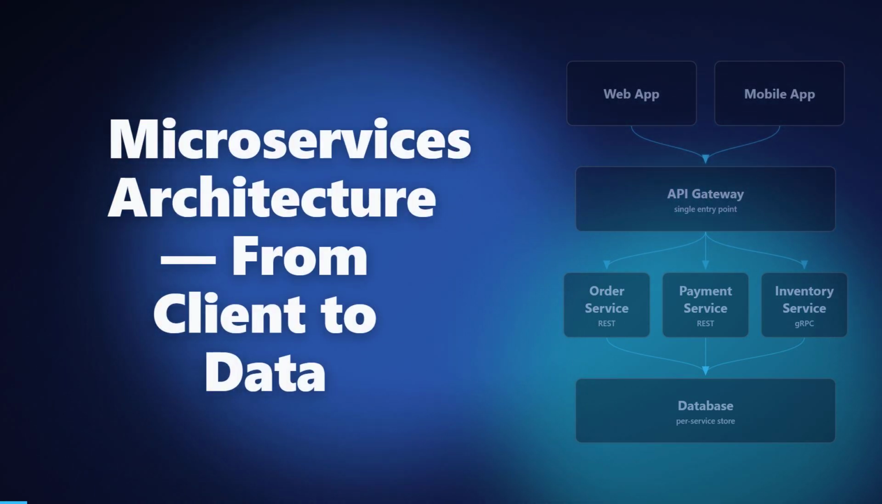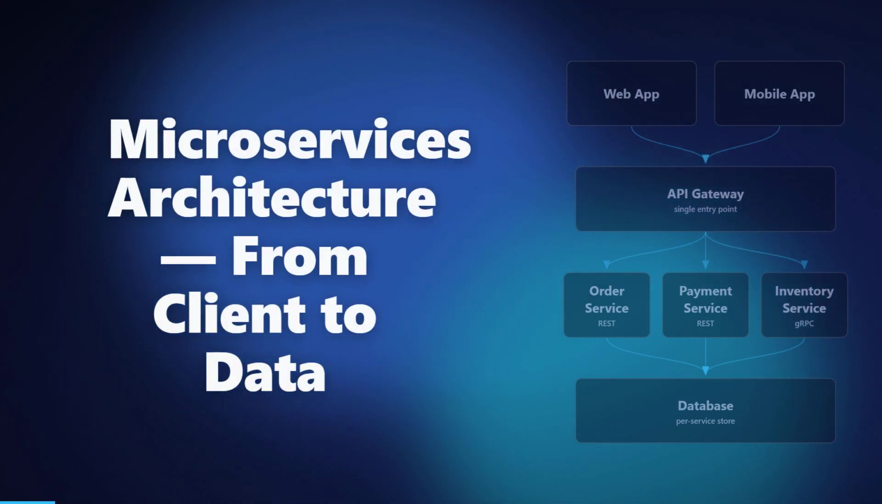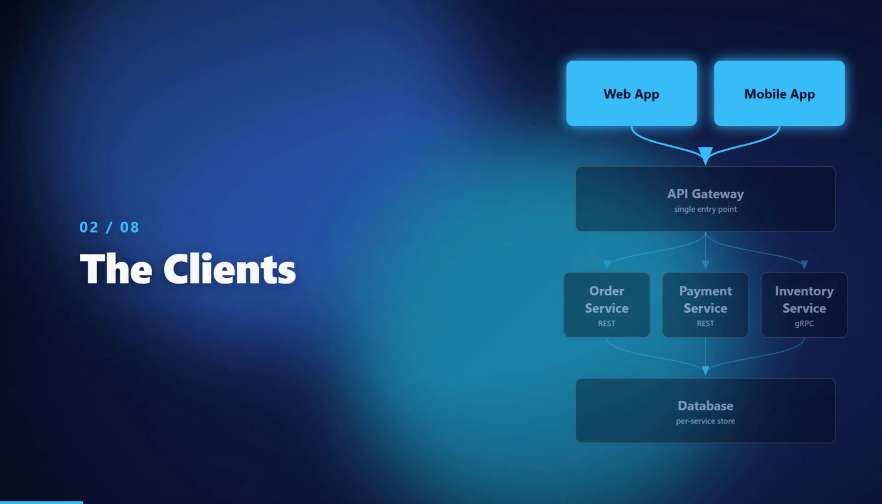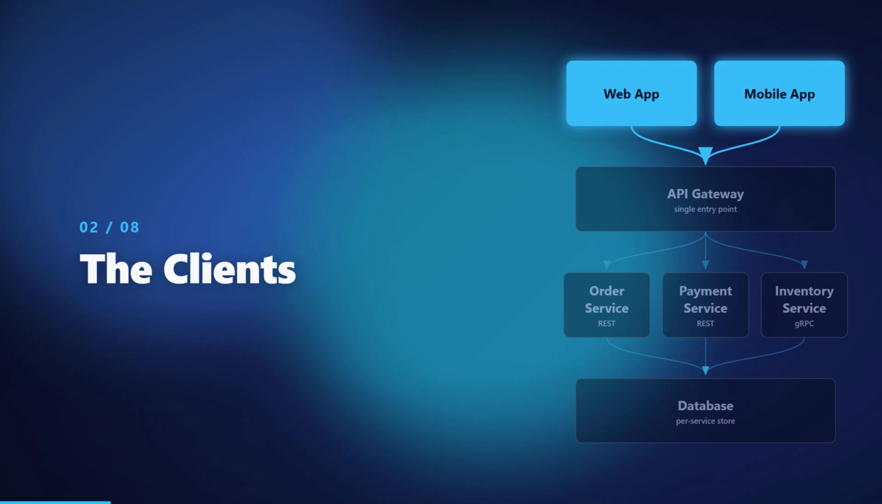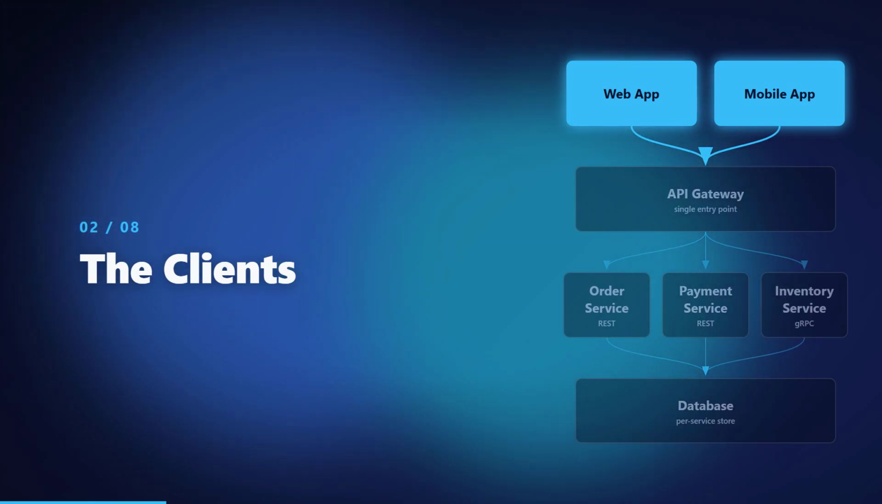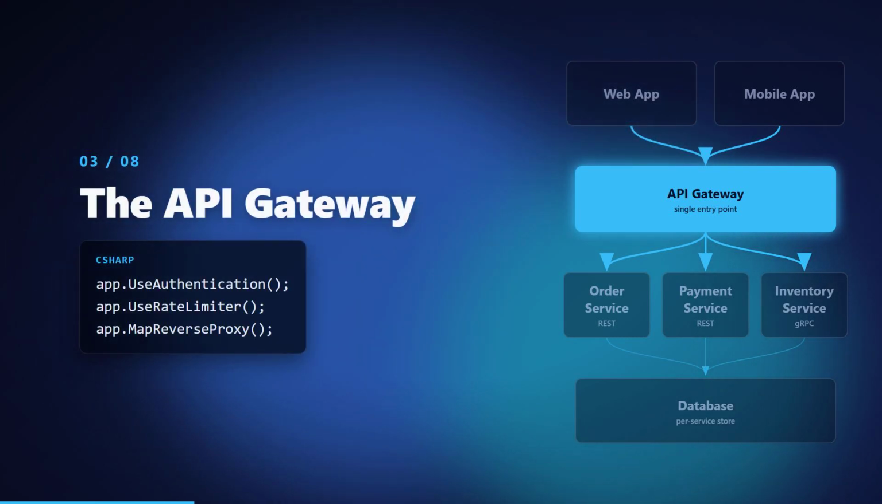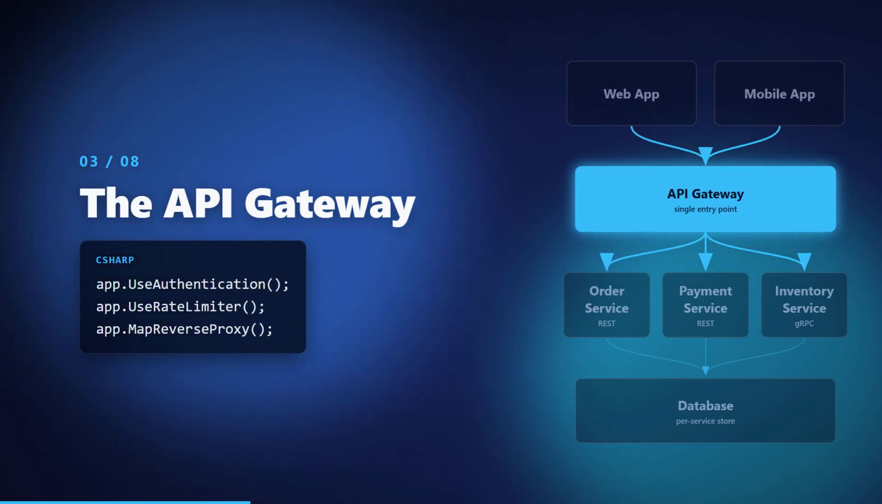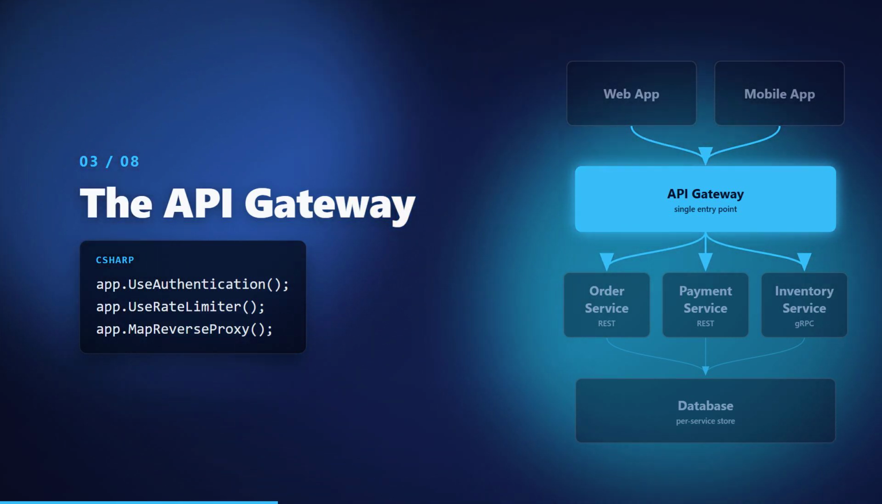Microservices architecture. From client to data. Every request starts from a client, a web app in the browser, or a native mobile app. Neither one talks to the services directly. The gateway is the single entry point. It authenticates the request, applies rate limits, and routes it to the right service.